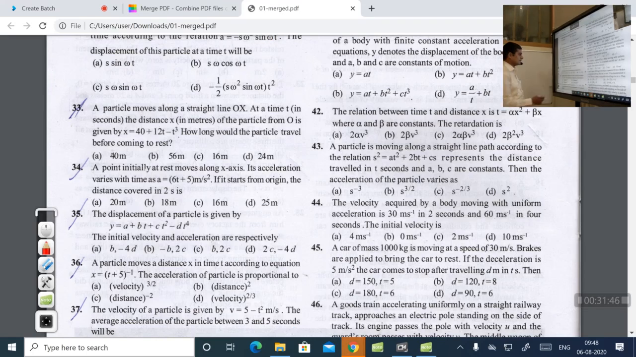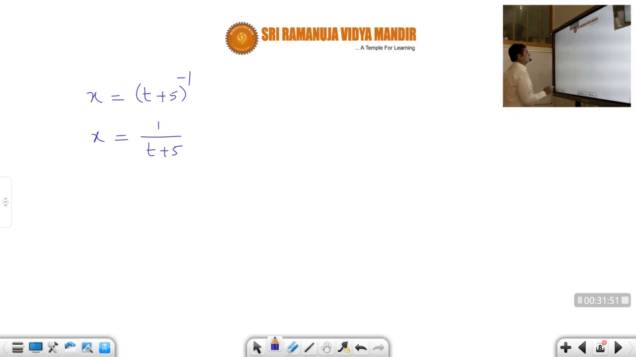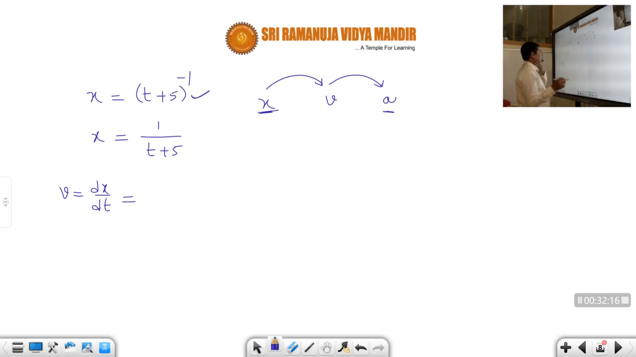Now they are asking us to find the acceleration in terms of velocity, or in terms of distance. Acceleration of the particle is proportional to. Okay, students. So now from x, how to get acceleration, students? From x, velocity and acceleration. How will you get acceleration? By doing differentiation 2 times. So if you calculate first dx by dt, you can write it as (t plus 5) whole power minus 1, which is in the form of t power n.